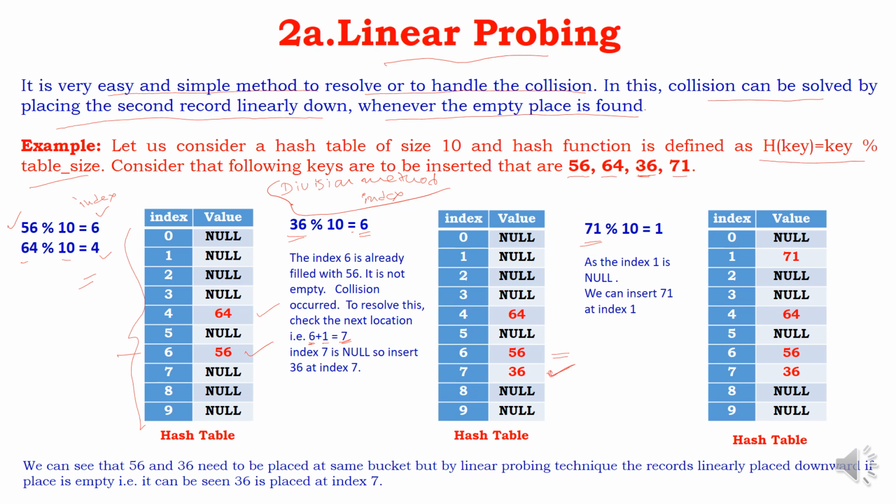Now try to store 71, the fourth one. To store 71, again find the index. How to find the index? By using the hash function. The hash function is value percentage size, and value percentage size gives you the index. Index is 1. In the place of 1, you place 71. Since 1 is not filled with any value, 71 is placed in 1. In this way these four elements have been filled.